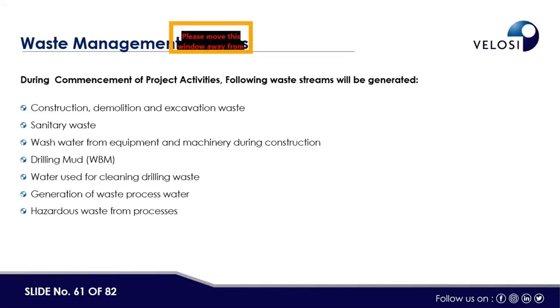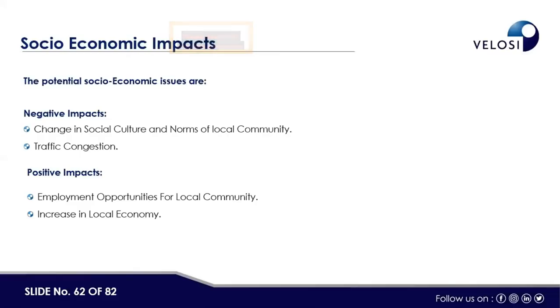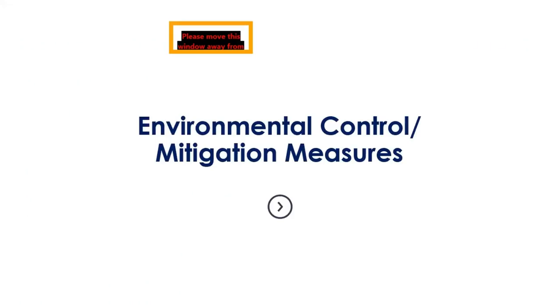Waste management: construction, demolition and excavation waste, sanitary waste, wash water from equipment, then the drilling mud. In this particular project, water-based mud was used. Also water used for cleaning, drilling waste, generation of waste, process water, and hazardous waste from the processes. Socioeconomic impacts: the negative impact is the change in the social culture and the norms of the local community, and traffic congestion. The positive impact can be employment opportunities for the local community and an increase in the local economy as well.